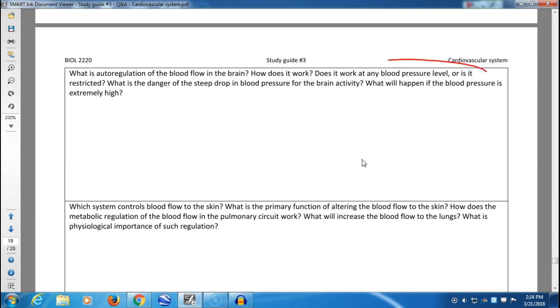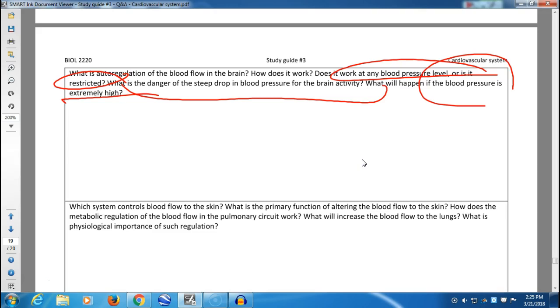Yeah, it works in a certain range. What is the danger of a steep drop in blood pressure? You faint. If blood pressure is extremely high, you have brain edema.